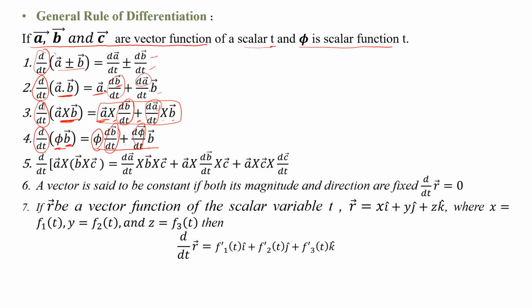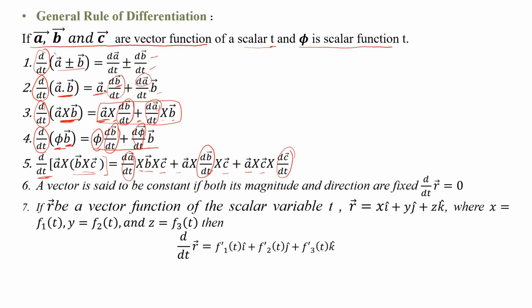And similarly, if we have the triple cross product a cross b cross c and we have to take the derivative, we follow the derivative of the first vector a cross b cross c, plus a vector cross the derivative of b vector cross c, plus a cross b cross the derivative of the third vector c with respect to t.